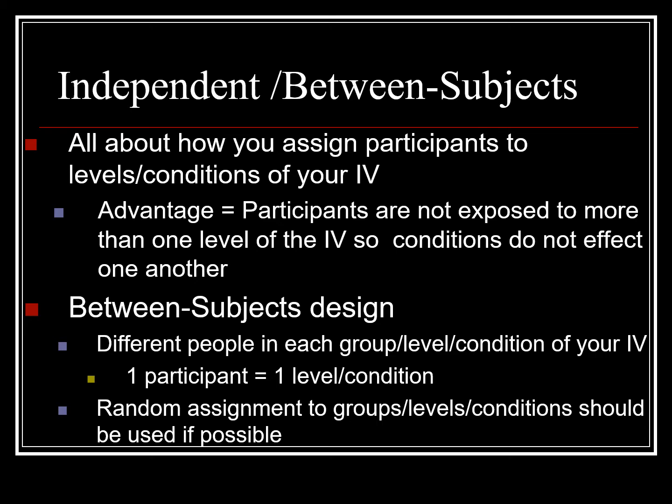So if we're looking at a between subjects design, we've created a design where we are manipulating or controlling an IV, or at least defining that independent variable into categories or groups, and each category or group is different people. So this is all about simply how you assign participants to the conditions of your IV. The advantage here is that participants are not exposed to more than one level of the IV, so the conditions have no effect on each other. In other words, they are independent.